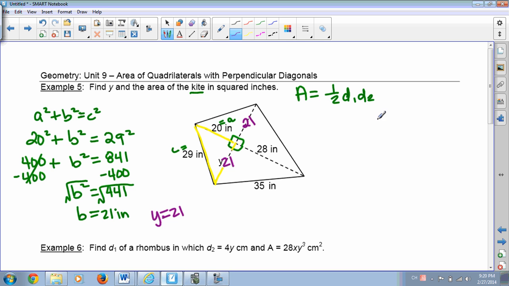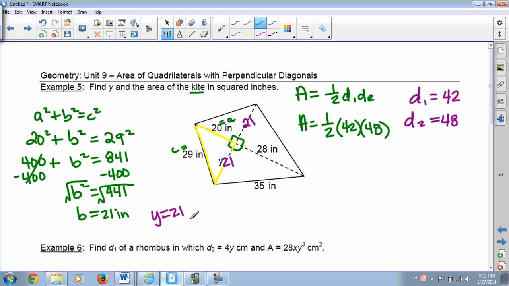So we need to start filling in our formula. D1, it doesn't matter if you pick this long diagonal here or this shorter diagonal here for it to be your D1. Let's just start with the shorter diagonal. The whole thing would be 21 and 21 added together, which would be 42. The long diagonal we're going to mark as our D2, which would be 20 and 28 added together. The whole diagonal of the kite, that would be 48. Now we can plug these numbers into our formula. A equals 1/2 of our D1, which is 42, and our D2, which is 48.